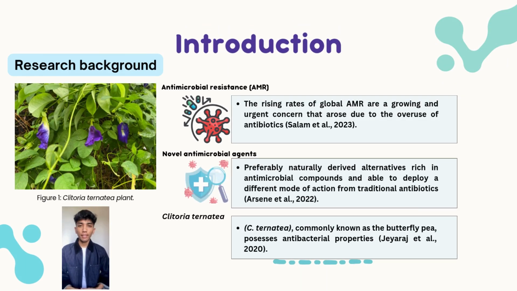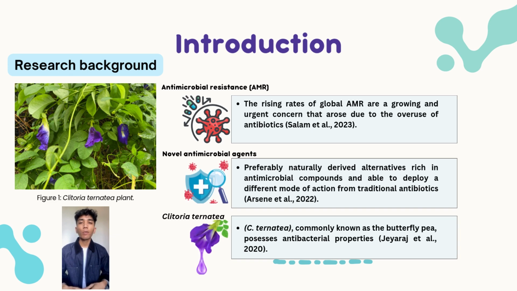So Clitoria ternatea, or butterfly pea, is a well-known medicinal plant, and several studies have highlighted its potential antibacterial properties. With a growing concern over antimicrobial resistance due to antibiotic overuse, exploring natural alternatives like this plant could offer new ways to fight bacterial infections.